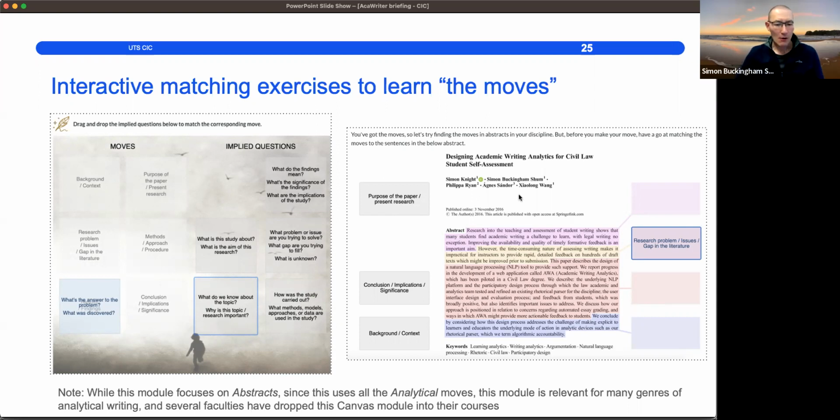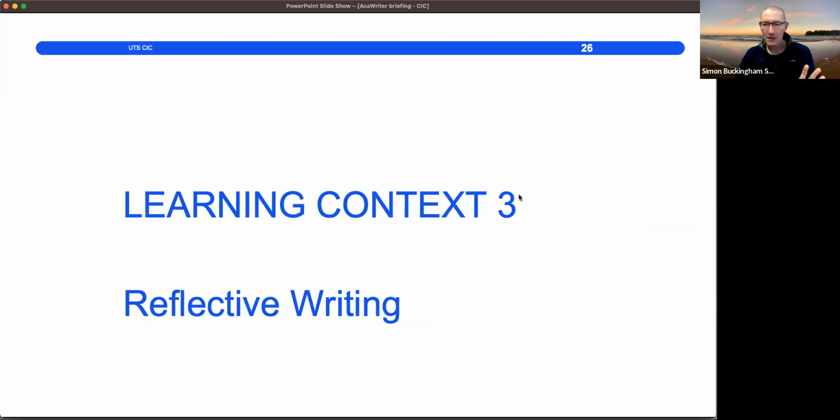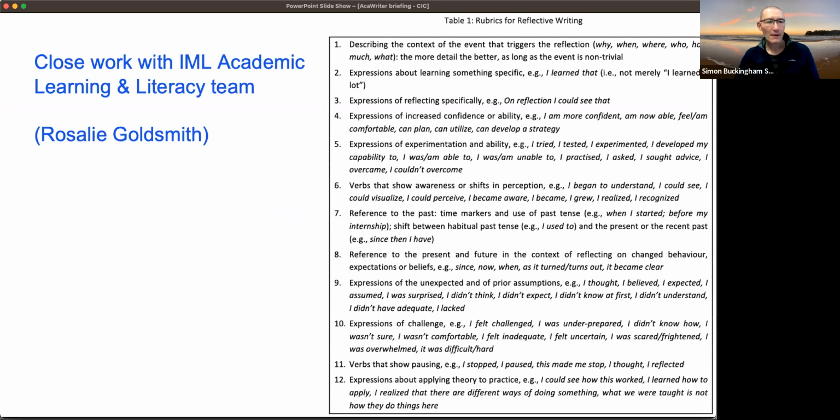Okay, all right. So now we go to reflective writing, completely different. And sometimes students haven't done this before, depending on where their schooling was, depending on their discipline. We work closely with academic learning and literacy academics in the Institute for Multimedia and Learning. This is how we started out early on, working with one of them, Rosalie Goldsmith. And this is what she gave us.